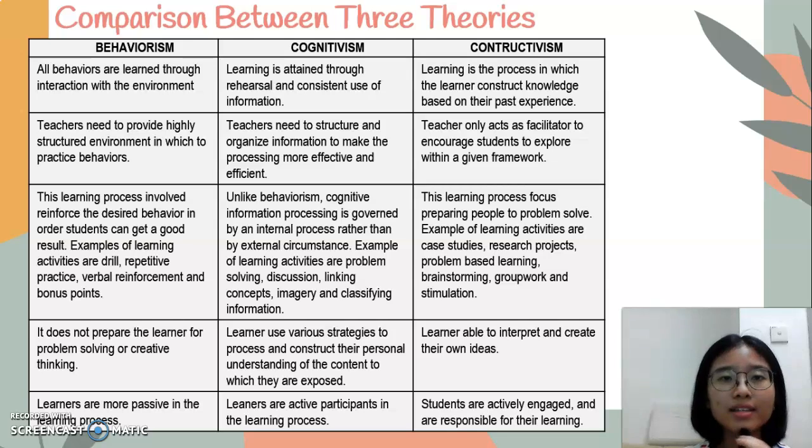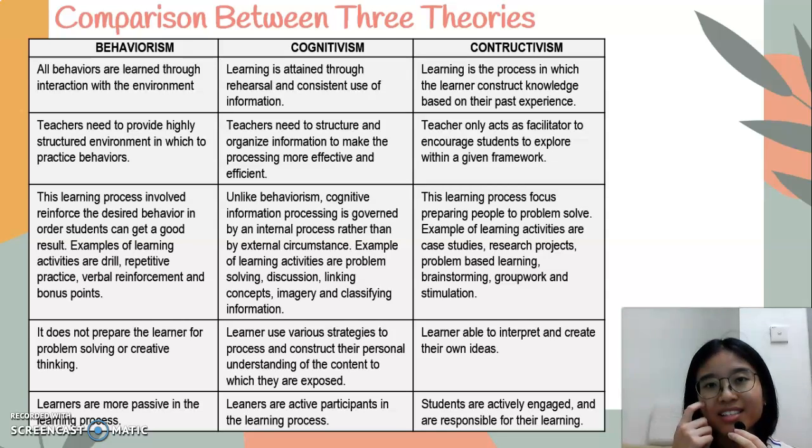The second one is cognitivism. Learning is attained through rehearsal and consistent use of information. Teachers need to construct and organize the information to make the processing more effective and efficient. Unlike behaviorism, cognitive information processing is governed by internal rather than external circumstances.